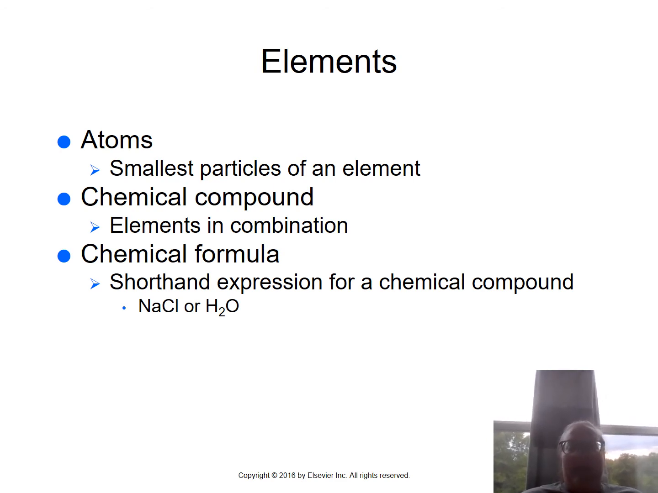So, as I mentioned on a previous slide, atoms are the smallest particles of an element. When we talk about chemical compounds, we are talking about elements in combination. So although chemical elements usually do not exist in free form, they do occur in combinations called chemical compounds. The shorthand expression of a chemical compound is its chemical formula. So if you look here, the chemical formula of table salt or sodium chloride is NaCl. Or if we're talking about water, it's H2O.